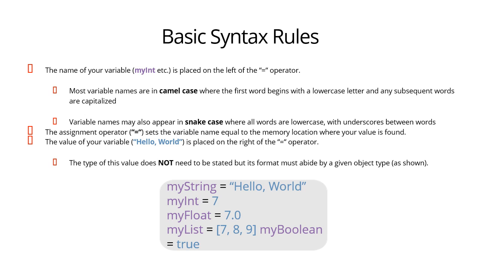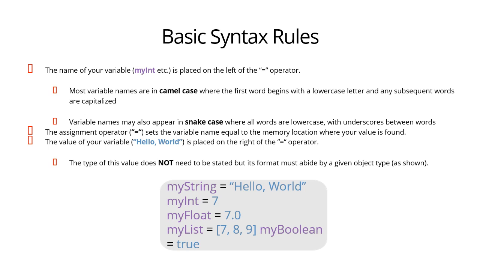So my string equals, followed by a double quote, is telling the Python interpreter that this is a string, because the quotes are already defining a string. My int equals 7 is telling the interpreter that this is an integer, because 7 is allocated to the memory location my int, or to the variable my int. My float equals 7.0 denotes a decimal number. So decimal numbers are represented as float in the Python programming language.